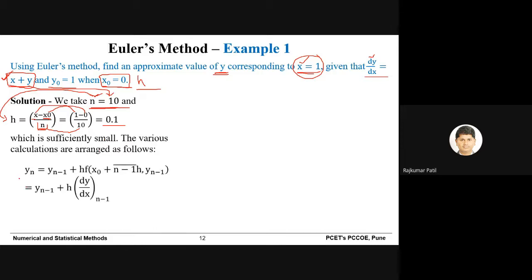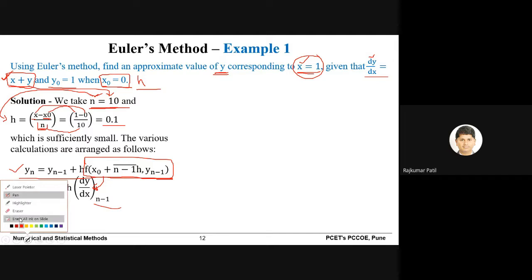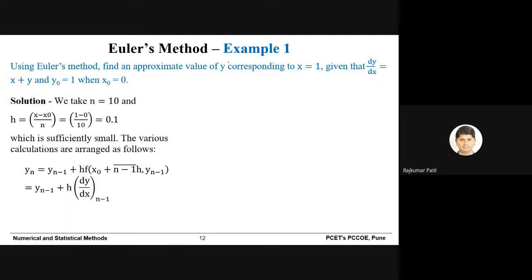Now we know that this is the general equation for yn. yn is equal to yn minus 1 plus h into f of x naught plus n minus 1 into h, yn minus 1. So this is a very general equation, and in this the function f of x, y can be rewritten as dy by dx at n minus 1.